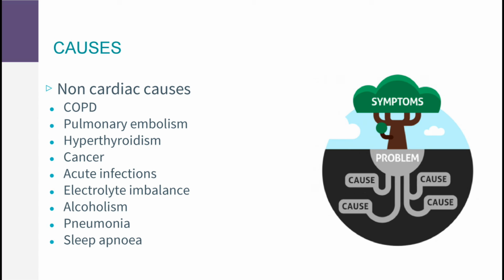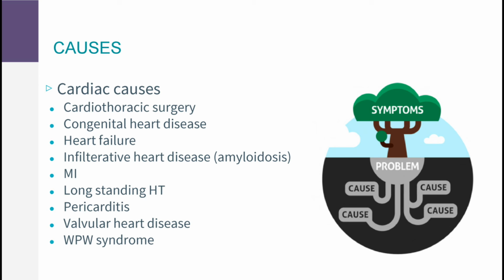Glancing at the above factors, it is evident that we could encounter AF oftener than we think, and that AF can be precipitated in a variety of disorders, treatment of which would lower atrial fibrillation frequency in affected patients. We are all well aware of the cardiac causes of AF, which are cardiothoracic surgery, congenital heart disease, heart failure, infiltrative heart disease, myocardial ischemia, long-standing hypertension, pericarditis, valvular heart disease, and WPW syndrome.